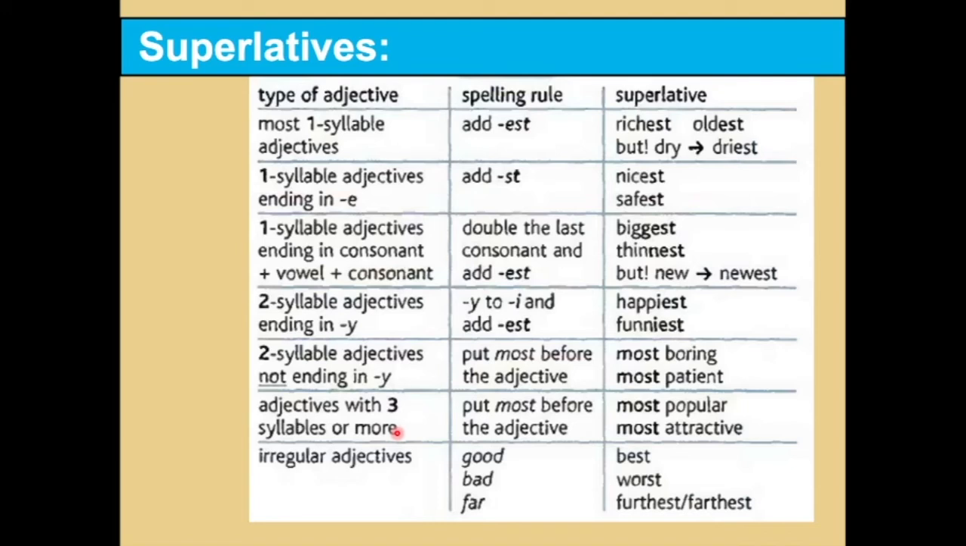And finally, the irregular adjectives. The superlative of good is the best. The superlative of bad is the worst. And the superlative of far is the farthest or the furthest. These are the rules we use to decide if we use est or we use the most.